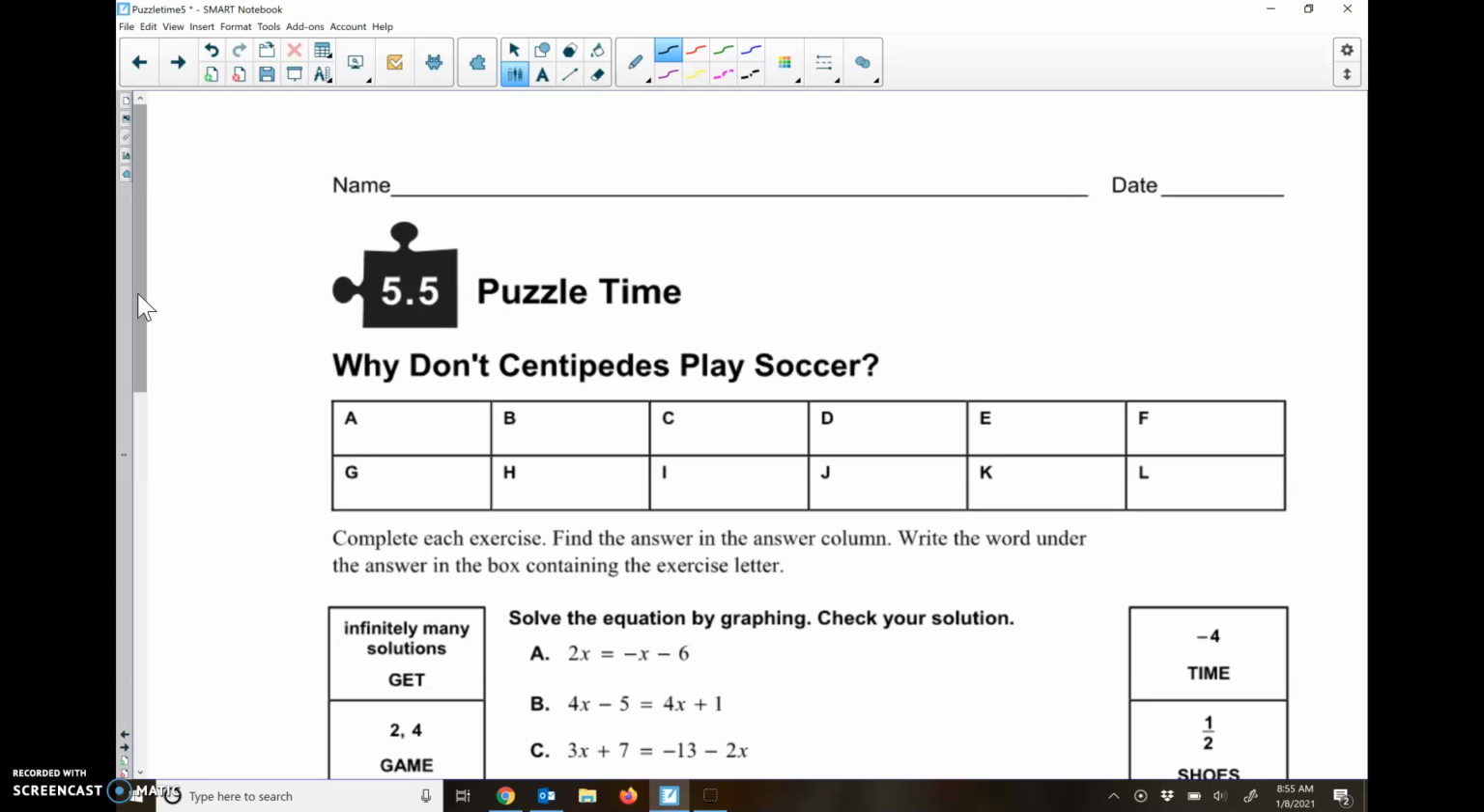The joke for this one is, why don't centipedes play soccer? That's going to be a good question. Centipedes, with all those legs, I imagine they're probably pretty good at kicking the ball pretty fast. If you ever tried to catch one, I think they'd be great soccer players.